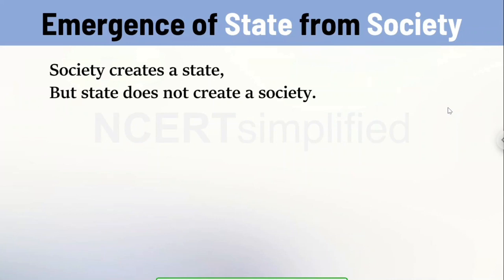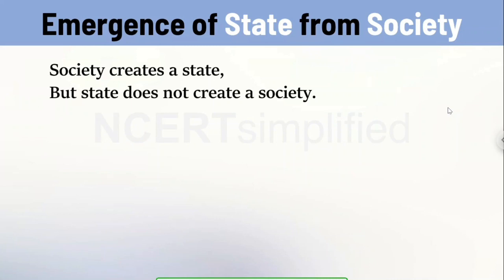This is another statement. Society creates a state, but a state does not create a society. It means the existence of a state depends on society, but the existence of society doesn't depend on state. Basically, state always comes after society in terms of existence. State cannot directly create a society.